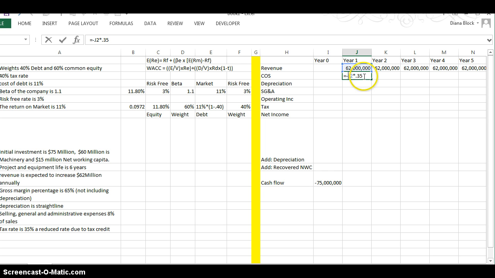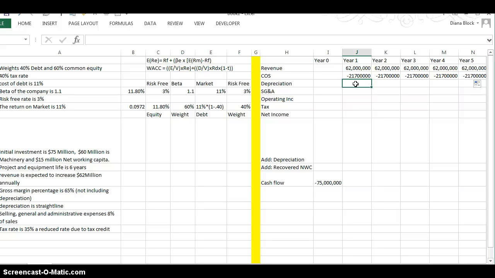And we want that to come out negative because we're going to subtract that. So this tells us how much our cost of sales are each year. And we're going to subtract the cost of sales from our revenue, because we're working towards getting our cash flow. So now we need to determine our depreciation.